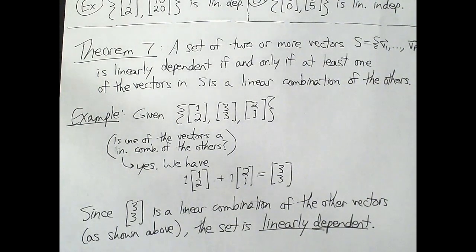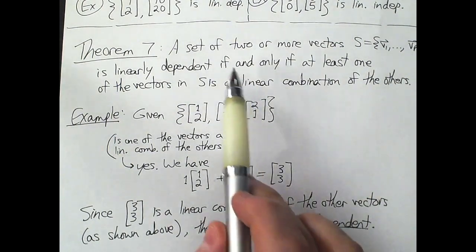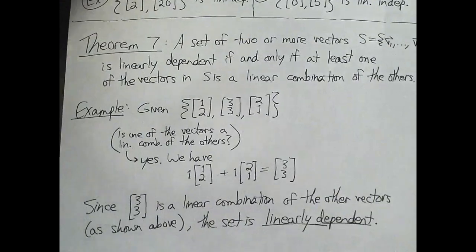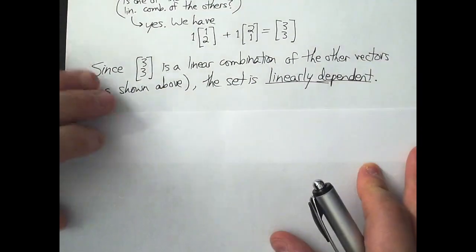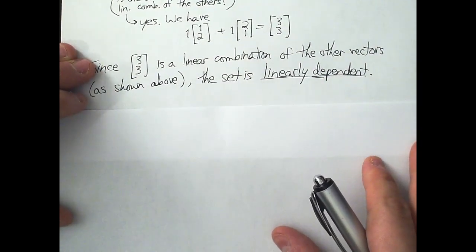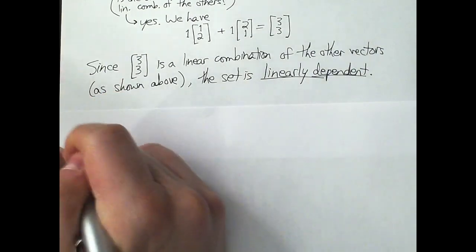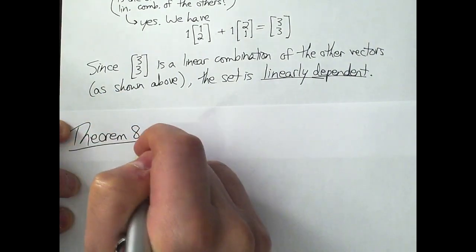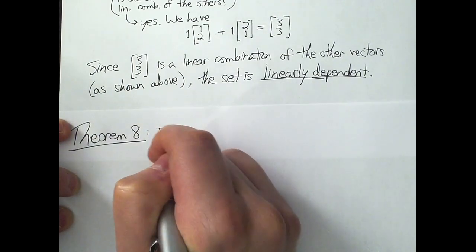We have, I think, 2 more theorems that are also going to be shortcuts. And these other 2 theorems are also focused on these cases where you've got a large number of vectors. So sometimes you could use Theorem 7, but you don't always use that. Theorem 8. This one we're going to prove.